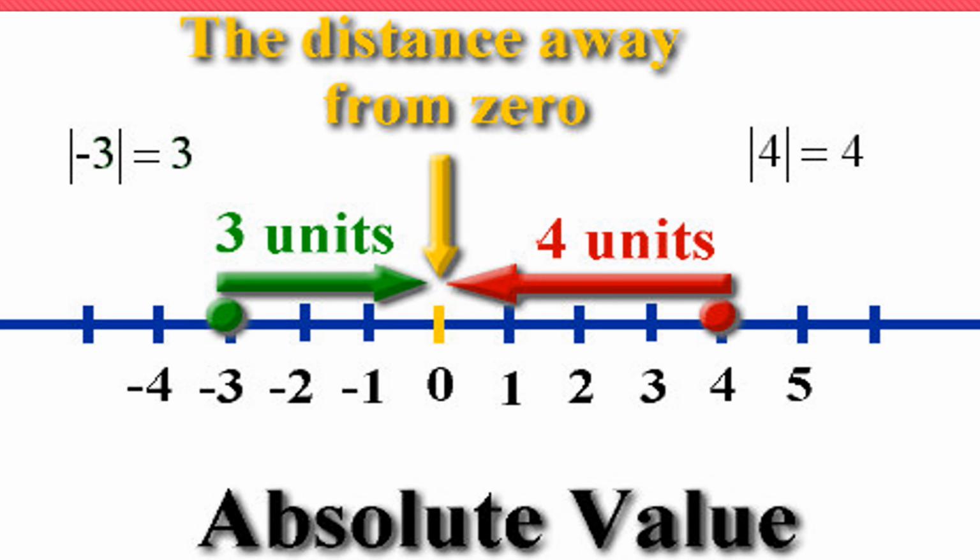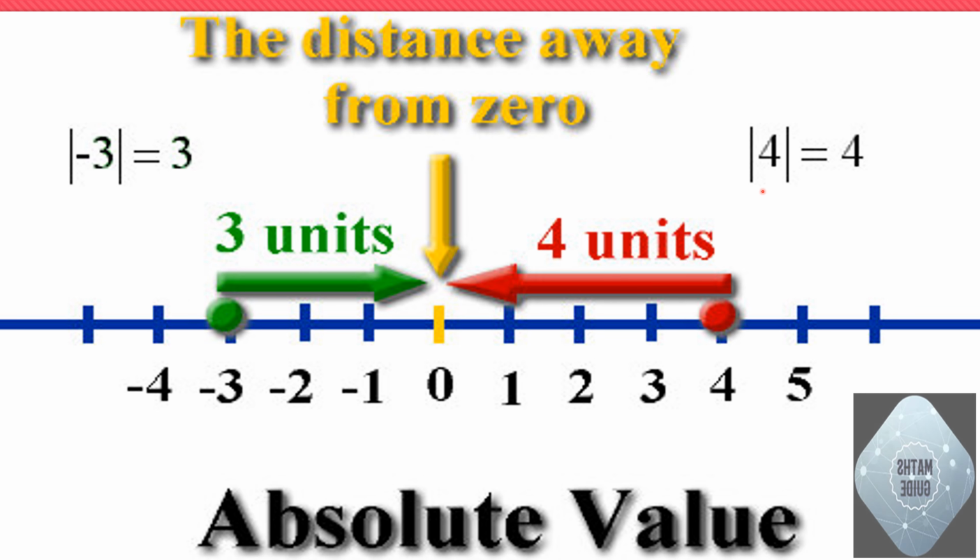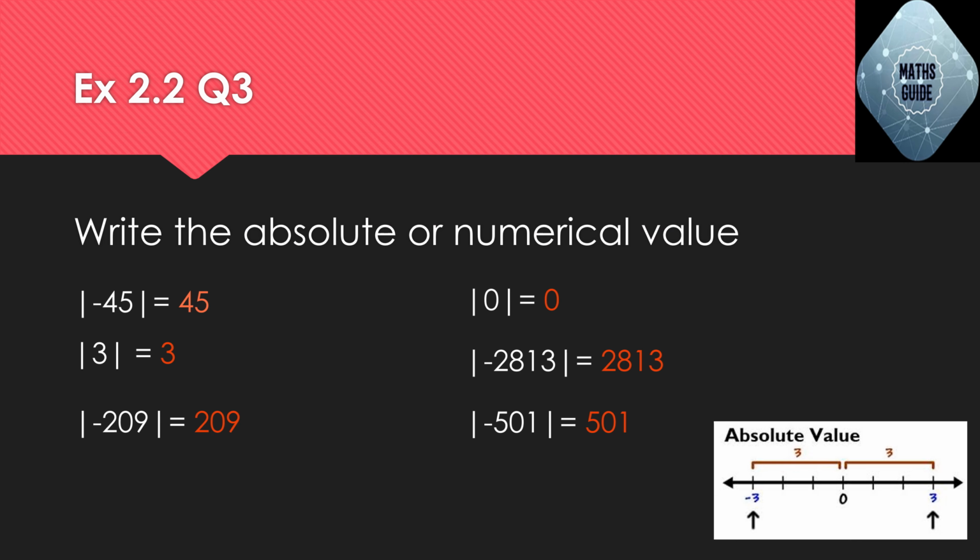And on the right side of 0 there is always a positive integer, so there will be no difference in the absolute or numerical value of the numbers on the right side of 0. Absolute value is represented by two vertical lines, and after this the negative sign will be converted to a positive sign, and that would be the absolute value of the given number.